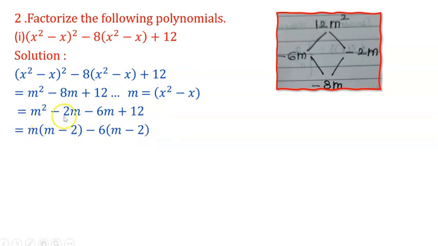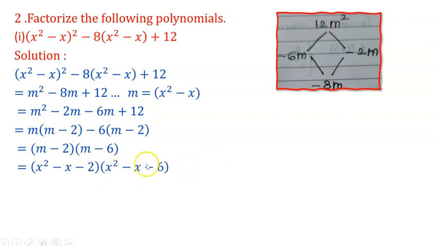Now take common from these first two terms, that is m is common, then in bracket you will get m − 2. Common from these two terms, −6 will be the common, then in bracket 12 can be written as 2 into 6. If we take 6 as common, then in bracket you will get m − 2. Therefore here is m − 2, m − 2. Again take m − 2 as a common. Then in the next bracket you will get m − 6.